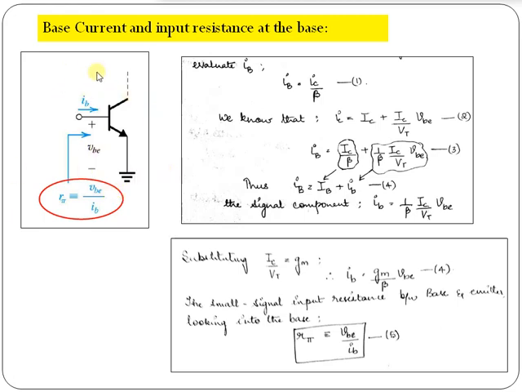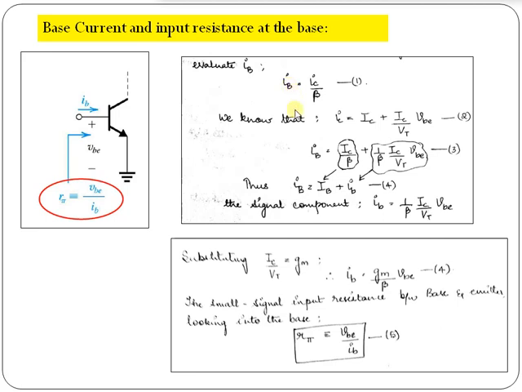Moving on, let us see how to compute the base current and the input resistance at the base. So we have a transistor, and the instantaneous value of the base current is represented as IB, the voltage between the base and the emitter is represented by VBE, and the input resistance at the base is represented as R pi. We need to calculate how we obtain this value of R pi.